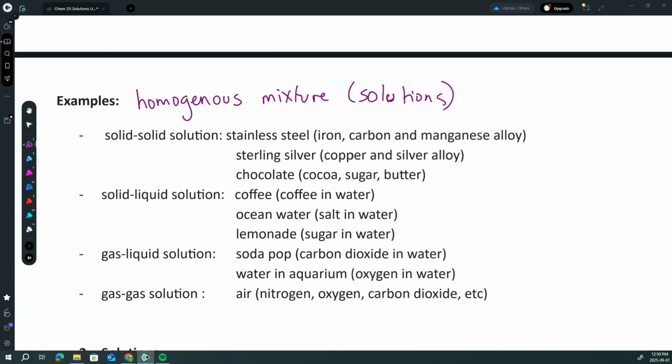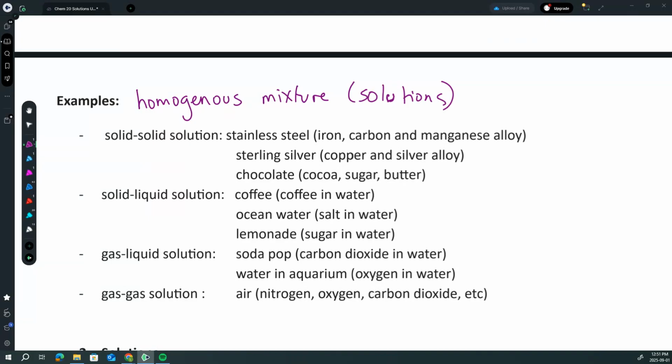You could have a solid-solid solution, so that means you have one solid dissolved into a larger bit of solid. Something like stainless steel, if you take a look at it, you can't pick out all the parts. You can't point at a specific part and say, that's where the iron is, that's where the carbon is. Same with sterling silver or chocolate. You can't tell all the different parts to it, but chocolate is made up of other solids like cocoa, sugar, butter, and so forth.